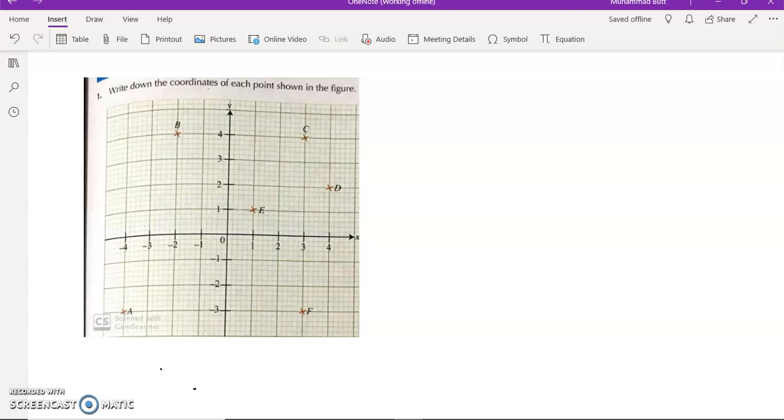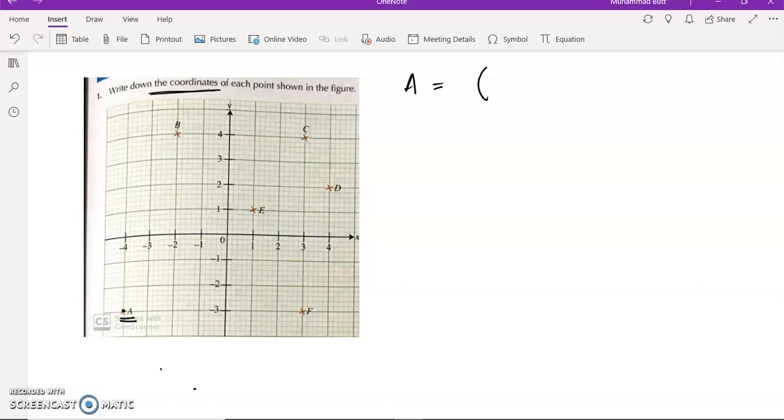It means that they are telling you to find out the coordinates of the points which are shown in the figure. Let's start with point A over here. As I have told you earlier, whenever you have to write the Cartesian coordinates, you are going to write the horizontal distance or the value on the x-axis first and the vertical distance or the value on the y-axis later.